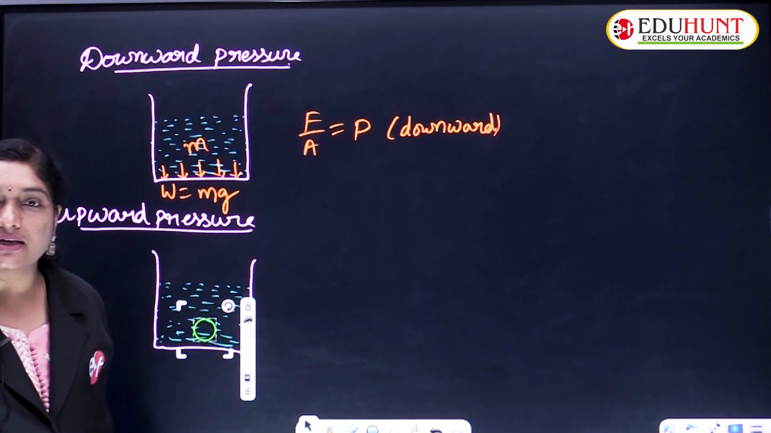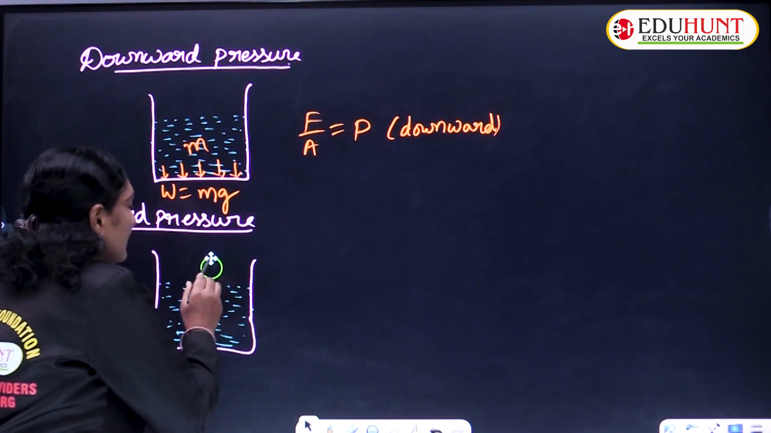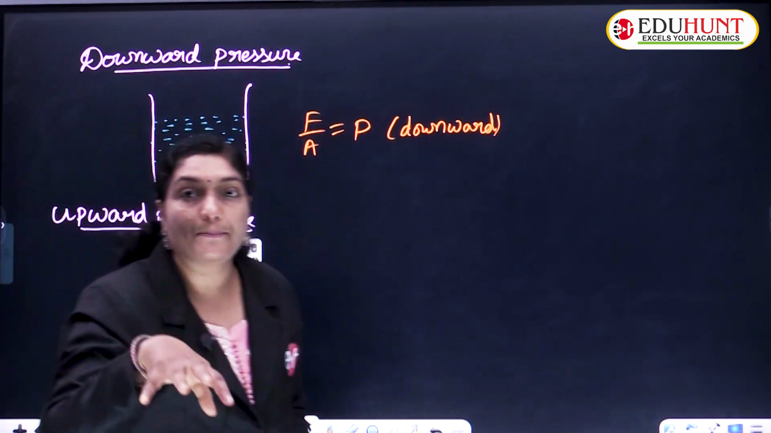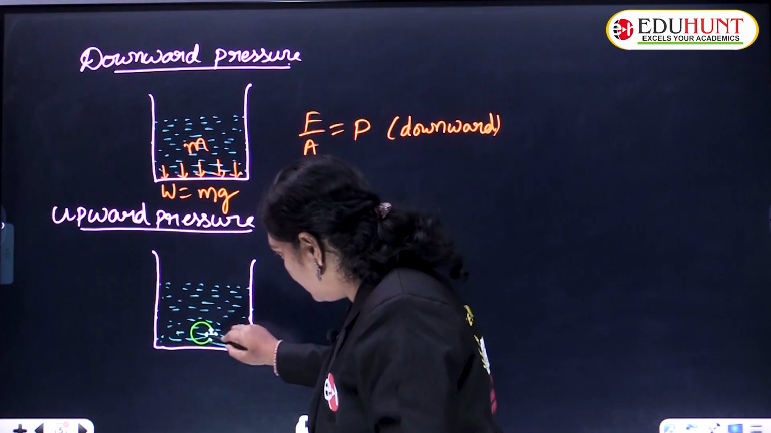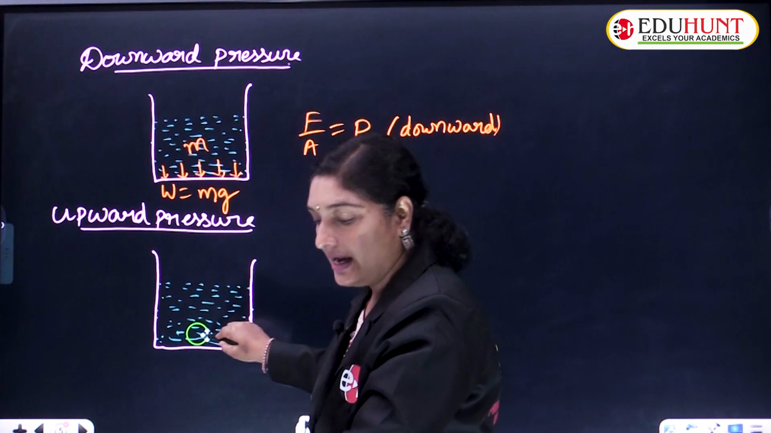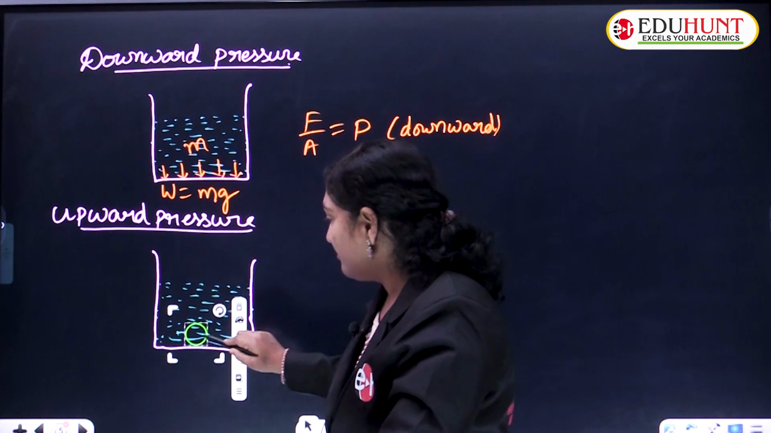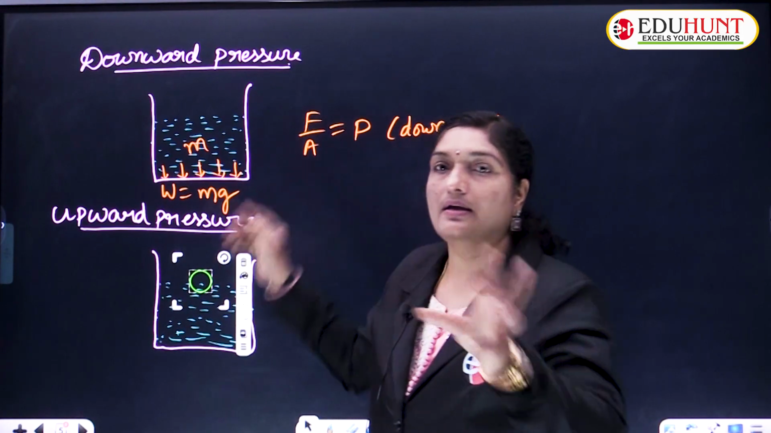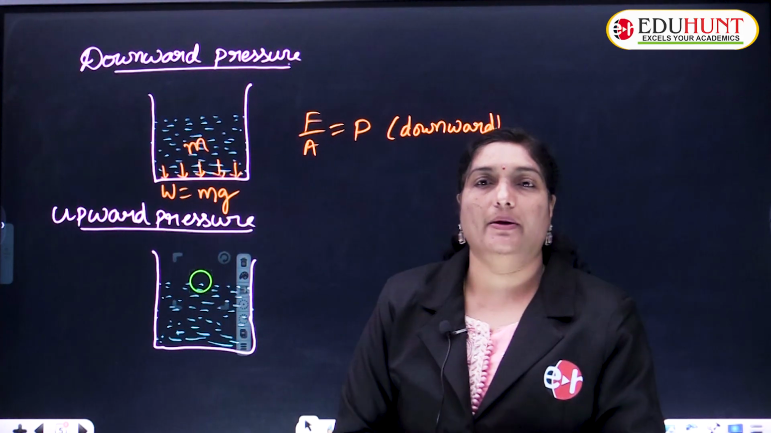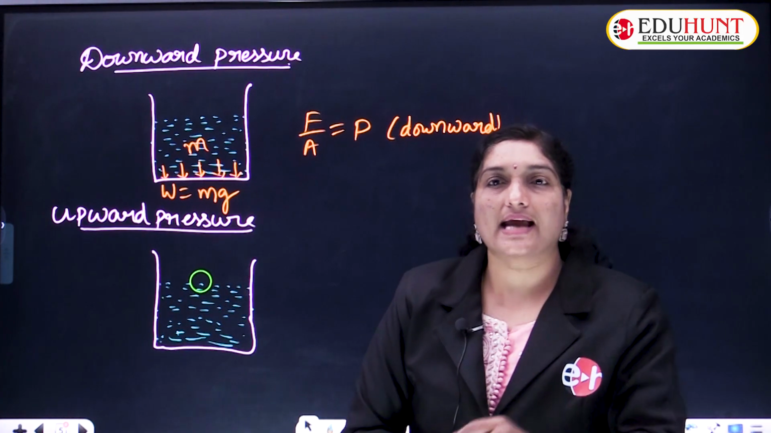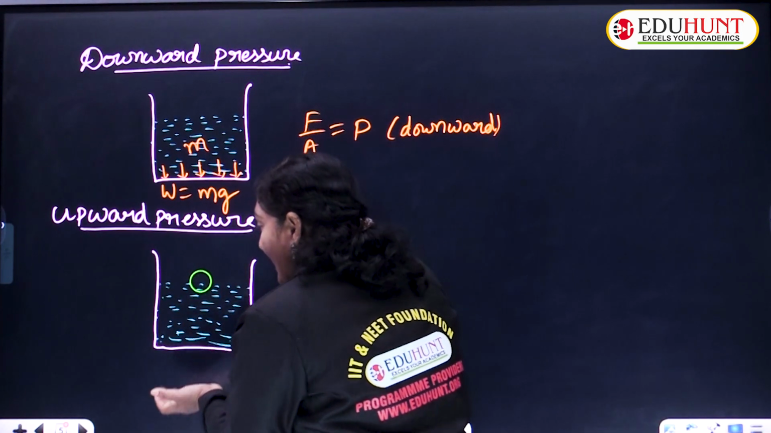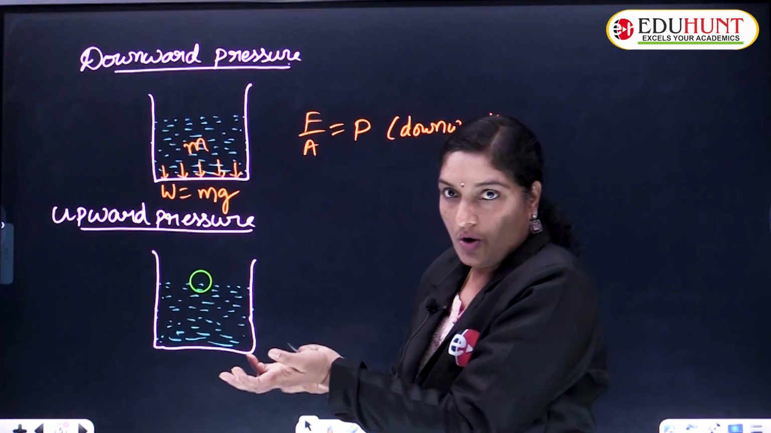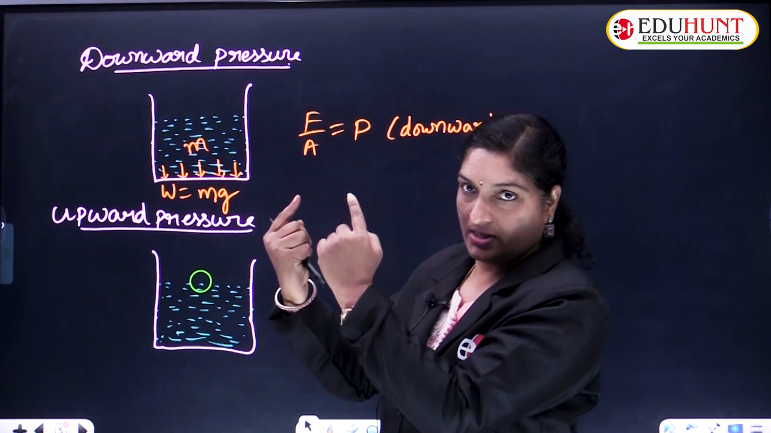What happens, children? The ball immediately rises up. We applied some force on the ball to keep it inside and now we have released. The moment we release, the ball immediately comes up. So what do you understand from this? This indicates that the water exerts some pressure on the ball in the upward direction.